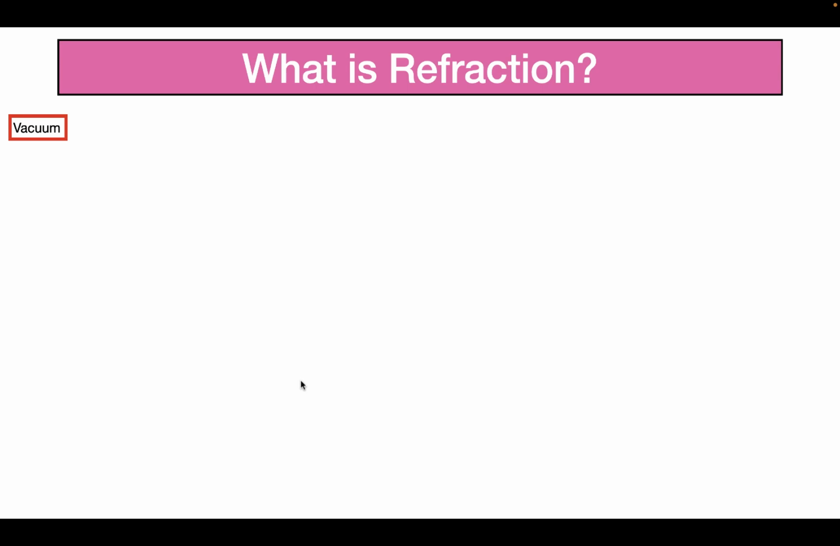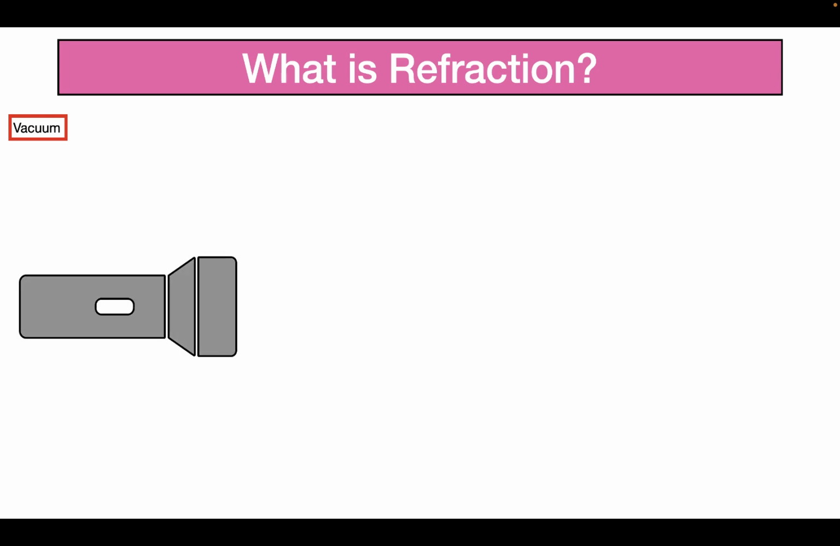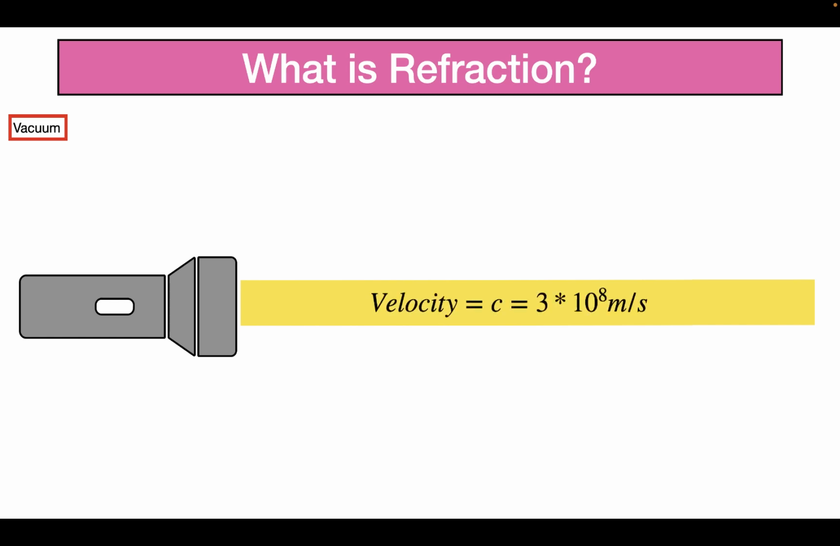So what is refraction? Imagine you have a flashlight and you're shining this flashlight in a vacuum. When you shine the light beam in a vacuum, you can measure the speed of light. And when you do so, you see that the speed of the light beam is equal to 3 times 10 to the 8th meters per second. And this is the speed of light in a vacuum.